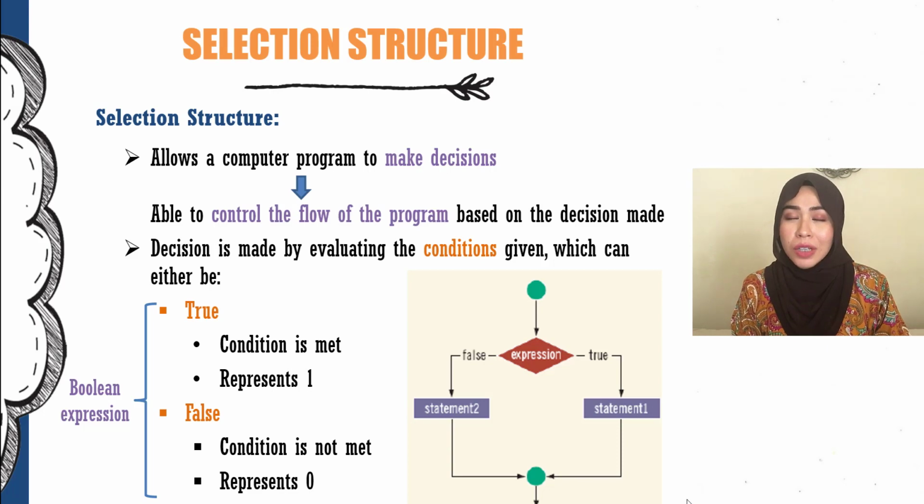Again, your program can make decisions as well. If you ask the computer a question, then the computer can answer either true or false. So again, I repeat, selection structure allows a computer program to make decisions. There will be a question, and the question will lead to an answer which could either be true or false. True means that the condition is met and it is represented by 1, and false is when the condition is not met, which will be represented by 0.